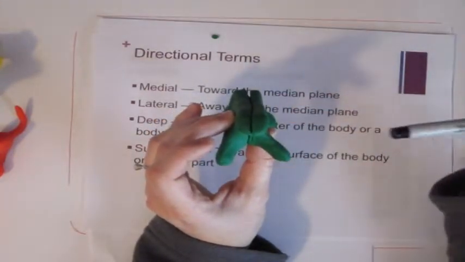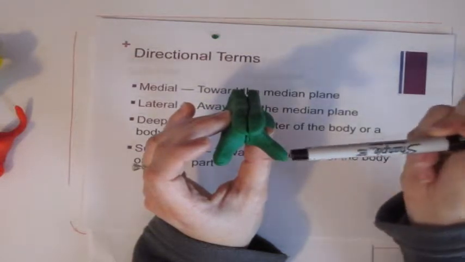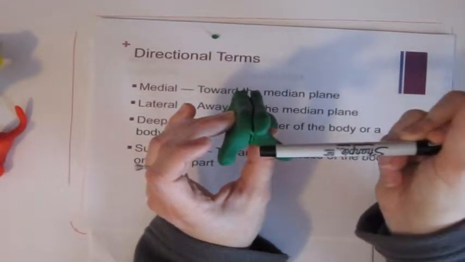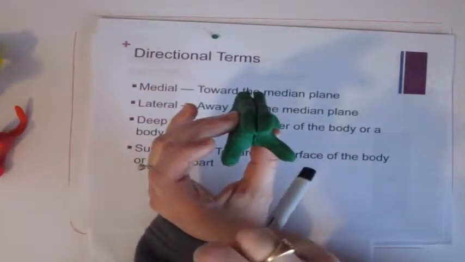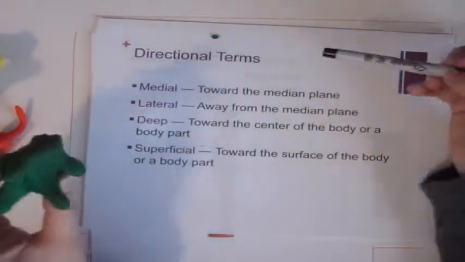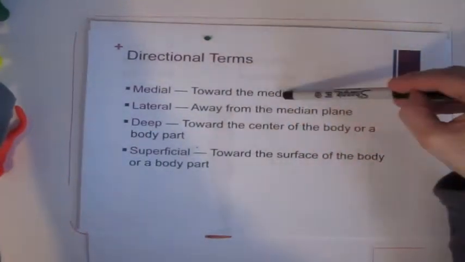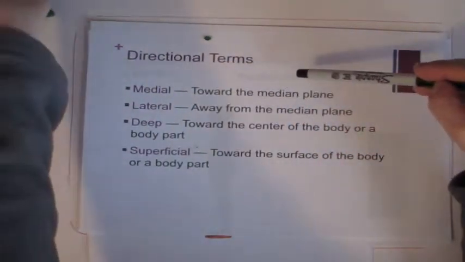And if anything, if a direction is pointing in a direction, it's medial. You're pointing in a medial direction, it's pointing towards the median plane. If it's pointing away from the median plane, it is lateral. Please note that medial and median are not the same word. They are 2 different things.